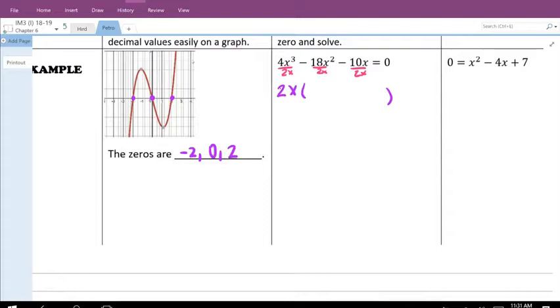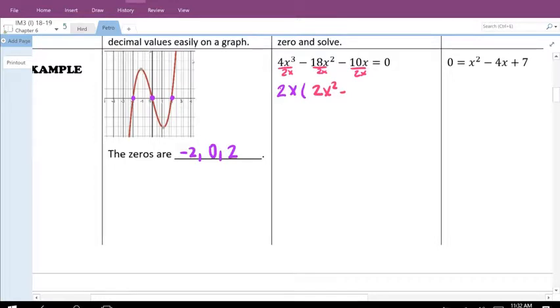Here we go. 4 divided by 2 is 2. x cubed divided by x. Careful. x what? Squared. Because look, 3 minus 1 gets me 2. Questions on that? Okay, minus what?